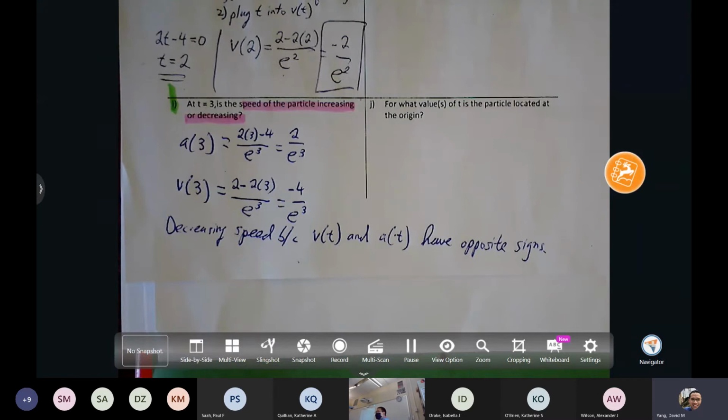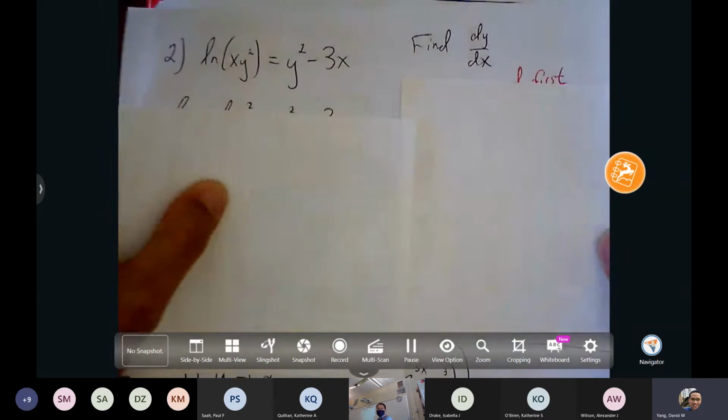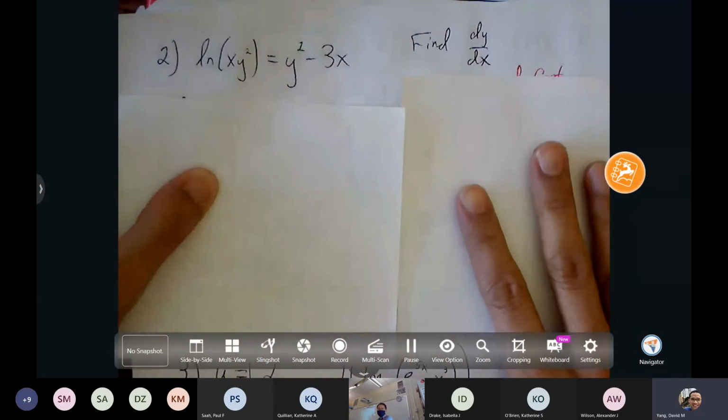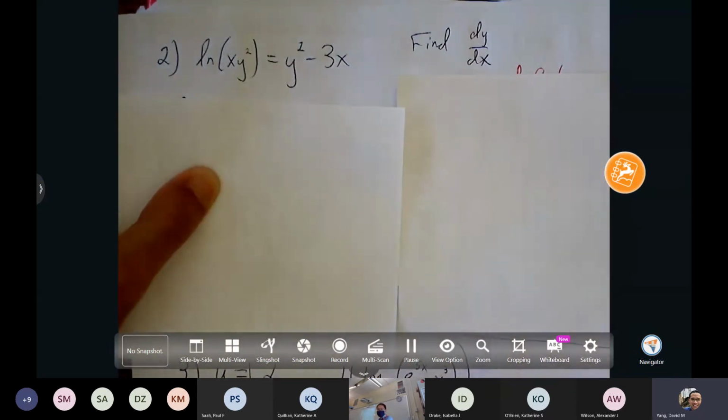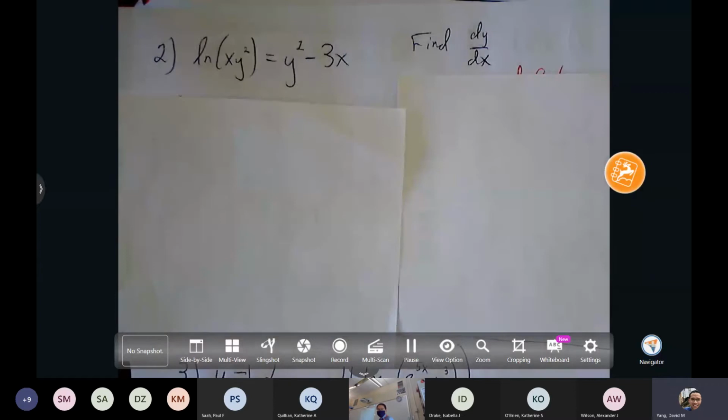Okay, anybody still need this? Guys good? Okay. Number 2. Natural log of xy squared is equal to y squared minus 3x. We want to find the derivative.